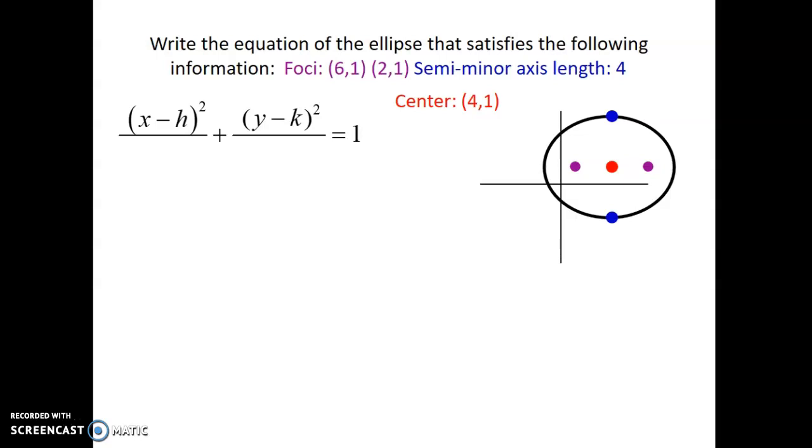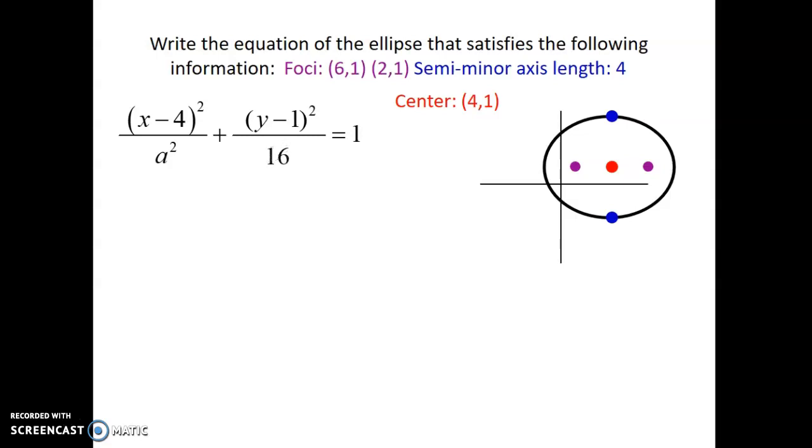Because the graph is horizontally orientated, we know the a value is going to be underneath the x term, and the b value is underneath the y. We can start filling things in. The h is 4, the k is 1. All right. The minor axis length of 4 is the b term. Square it and you get 16.